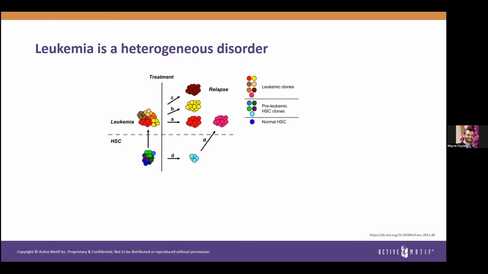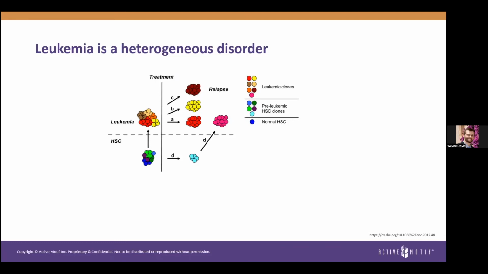So to start, I wanted to ground us in a biological question. We're going to focus on leukemia. Leukemia is a blood-borne cancer, and it's also a heterogeneous disorder. So it's not just a single cancer in which there's just one group of bad cells.